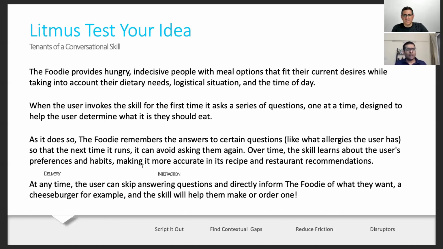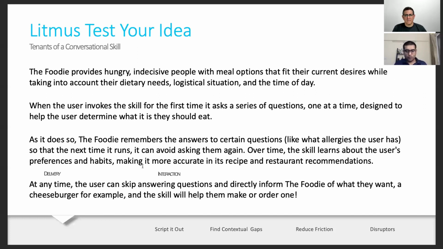This is kind of like a one-time thing, and it helps the user determine what you should eat, right? And the moment it asks these questions, it also remembers the answers that the user is giving, so it can avoid asking them again and again. And over time, the skill learns about the user's preferences and habits and makes more accurate restaurant recommendations, right?